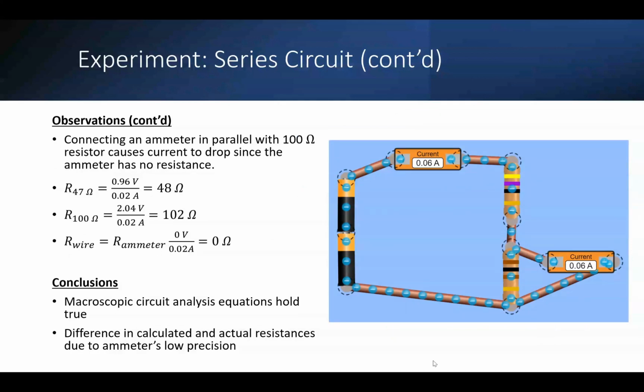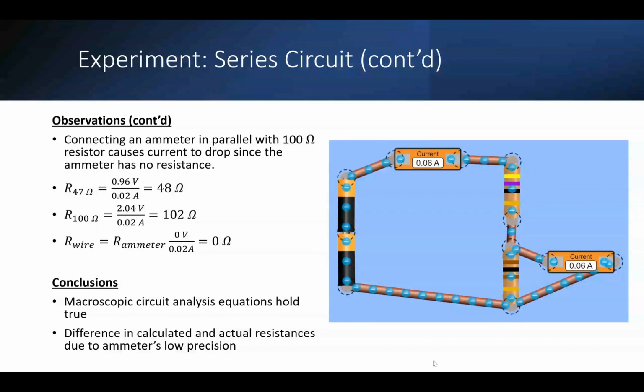So for the next part of the experiment, I connected an ammeter in parallel with the 100 ohm resistor, which causes current to drop since the ammeter has virtually no resistance. And this allowed us to get the measured resistances of each resistor. These numbers were slightly different from the actual 47 ohm and 100 ohm resistors. They were found to be 48 and 102 ohms respectively. And the resistance of the wire and ammeter were 0 ohms.